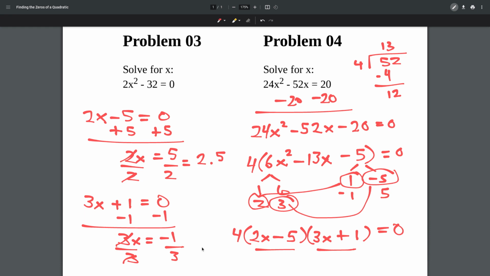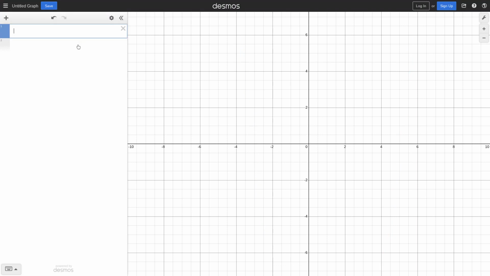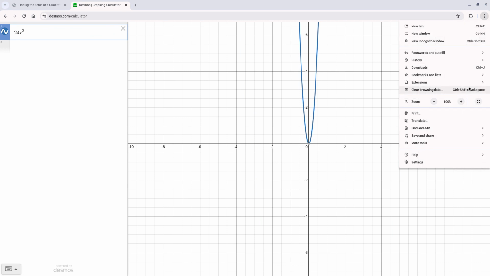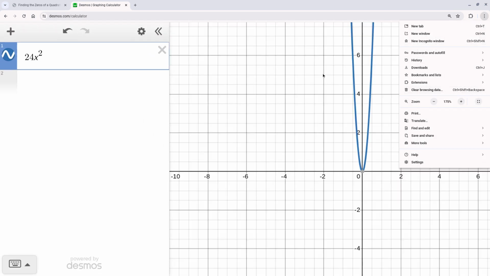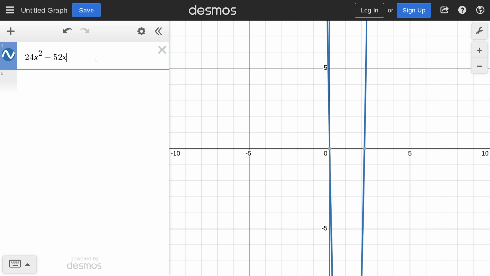Now, if you're taking a test like the SAT where they allow you to use the Desmos graphing calculator, one thing you could do is I could take this here, 24x squared minus 52x equal to 20. Let me just get rid of that. So 24x squared. Let me zoom in here a little bit for this. So it's 24x squared minus 52x equals 20.